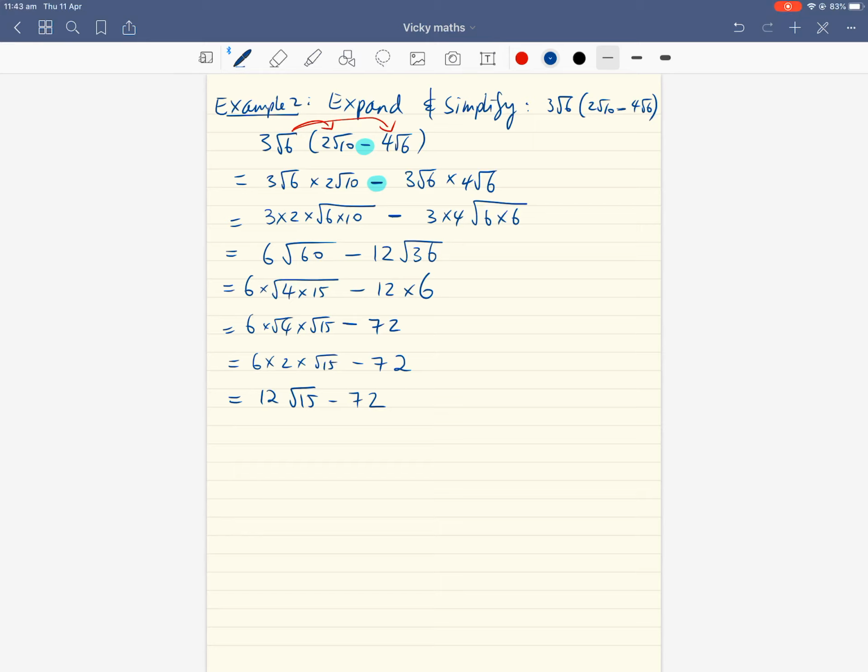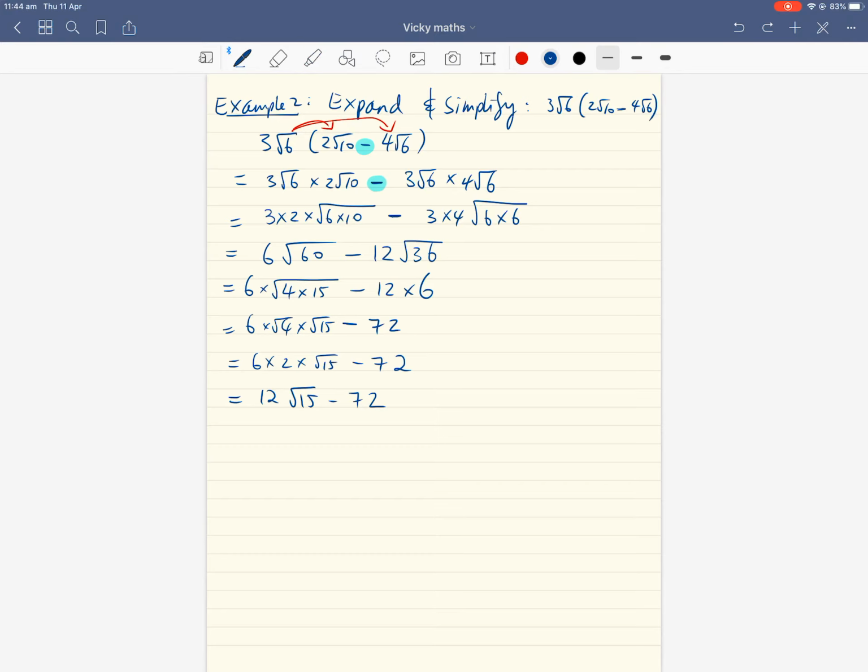Can we simplify 15 any further? No, we can't. It can't be a perfect square and something else. Can we, in fact, gather the like terms of 12 and 72? No, we can't, because 12 has a root 15. This one has no surd at all. So 72 is not a surd. So we can't simplify the 12 root 15 and 72. So we just leave it alone. That's all we can do.